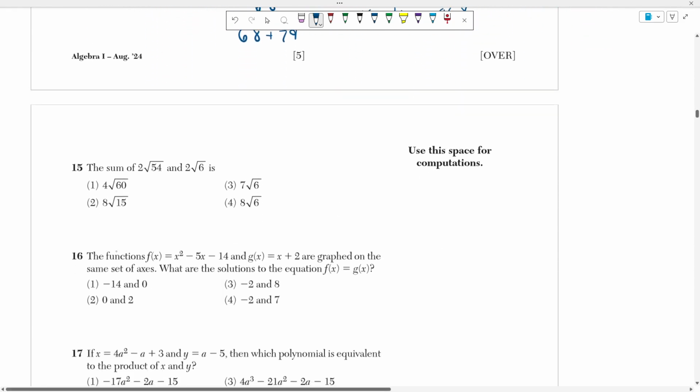Number 15 asks us the sum of 2 radical 45 and 2 radical 6. So whenever you want to add radicals, you want to make sure that whatever number is under the radical is the same.